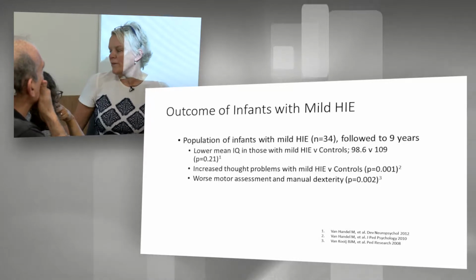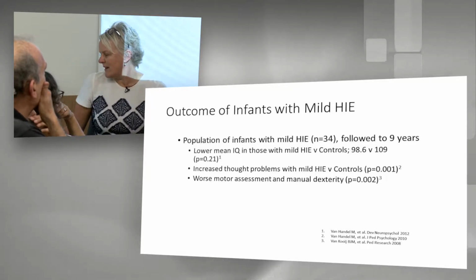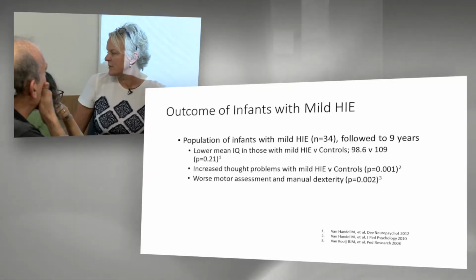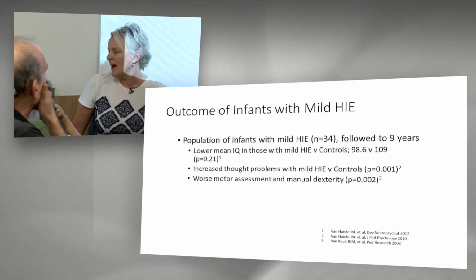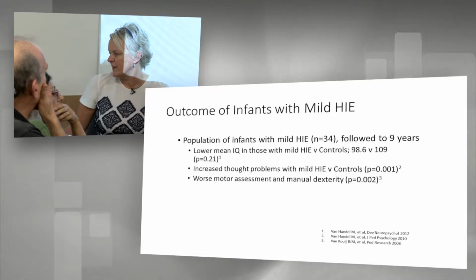Well, if you look at the very small amount of data that exists on these babies, this is data from the Dutch, when a small group of these babies were followed up to 9 years of age, and it showed a lower mean IQ, increased thought problems, and worse motor assessment.